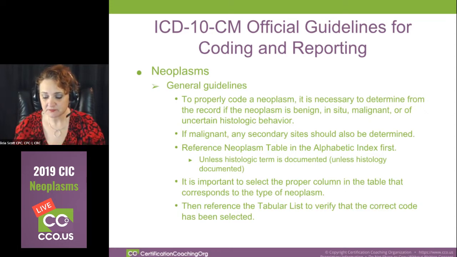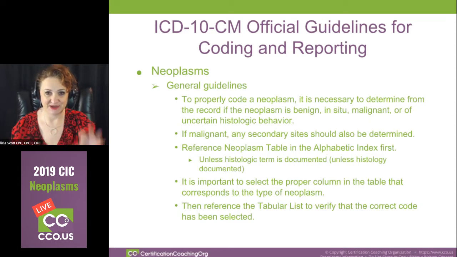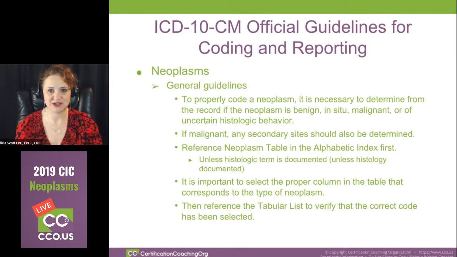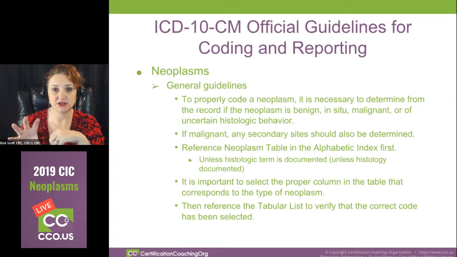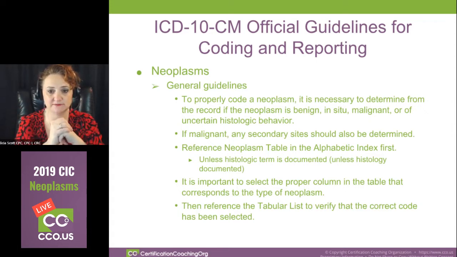Now, this is really hard for us to do because it looks like all the answers are there, right? Sometimes the code isn't even fleshed out because you may only have 4 characters there. You still need to go and get more characters. But we tend to say, oh, there it is in the neoplasm table, I'm done. No, you got to go to the tabular and make sure that there's not more information that we need to obtain.